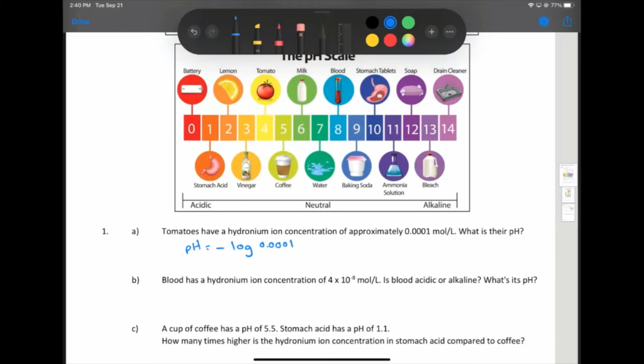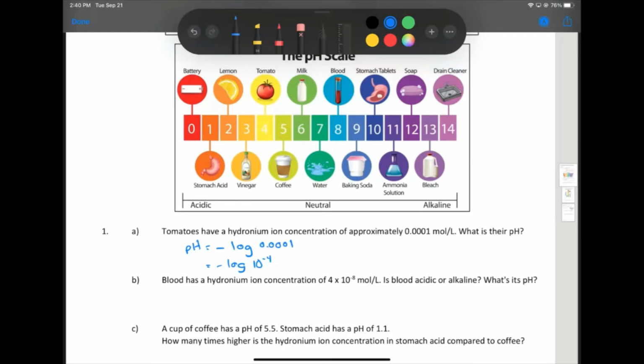Now, I can actually just punch that into my calculator. There's nothing wrong with it, but I think it's a little bit more obvious if I do it this way. I can write 0.0001 as 10 to the negative 1, 2, 3, 4.